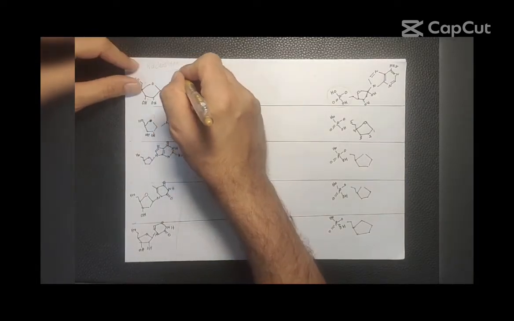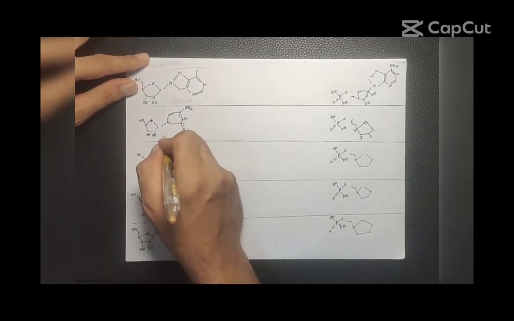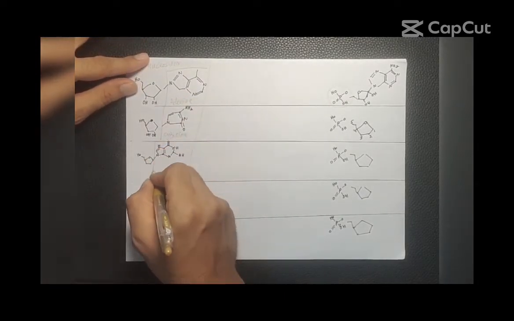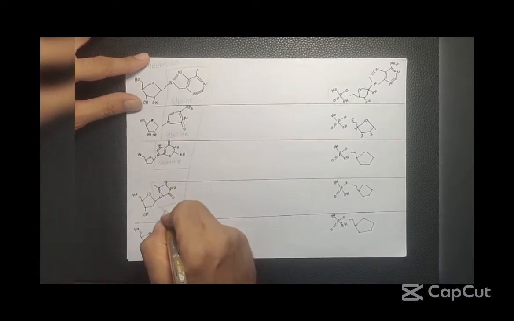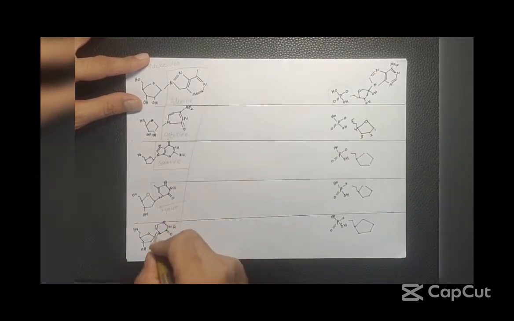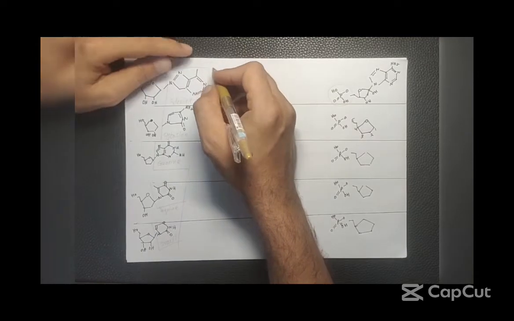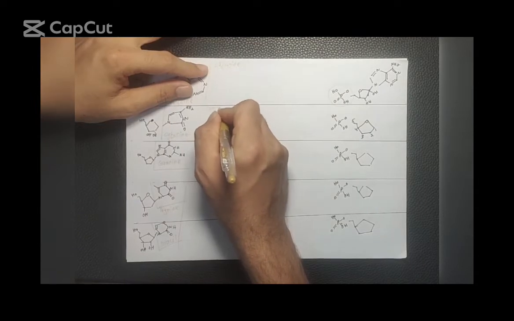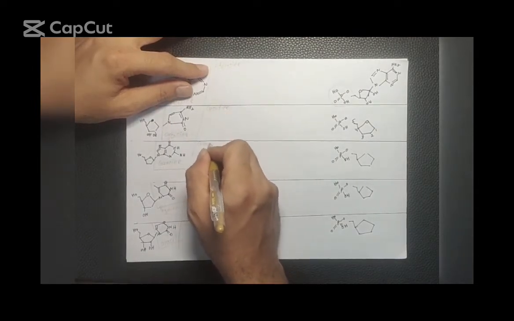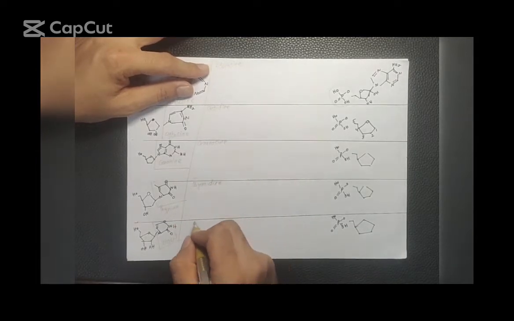The first one is adenine. And this one is cytosine. This one is guanine. And this one is thymine. This one is uracil. If we add this sugar molecule, then the name will change to adenosine. This is adenosine. This one will be cytidine, and this one will be guanosine, and this one will be thymidine, and uridine.